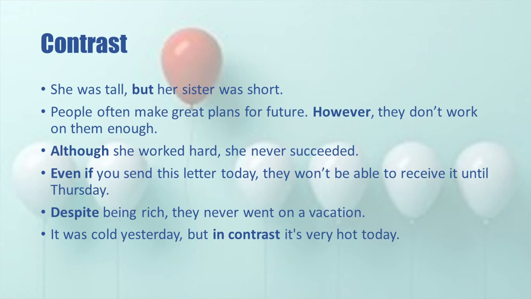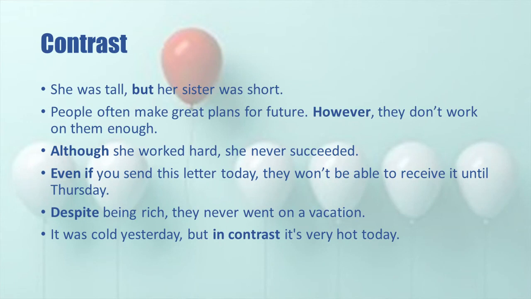Okay, so contrast. Now, people often make great plans for the future. However, the moment I say however, you understand that I'm going to talk about something that's in total contrast or not in line with the sentence that I mentioned before. So people often make great plans for the future. However, they don't work on them enough. Just the moment I say however, you understand that I'm saying something negative.